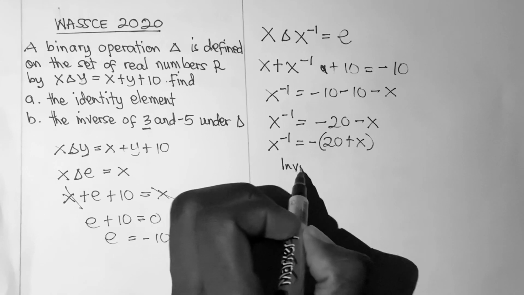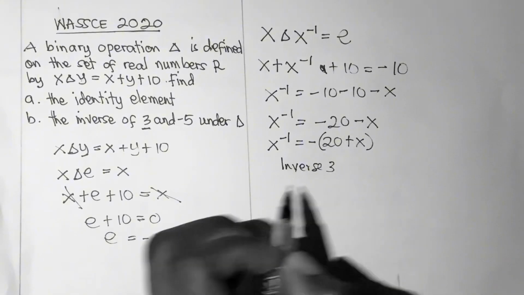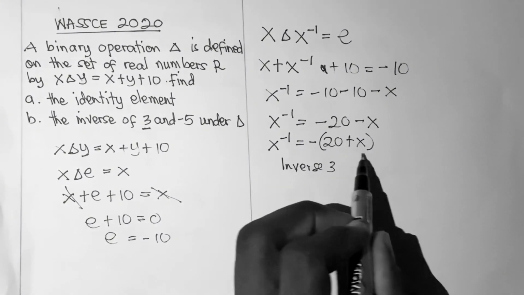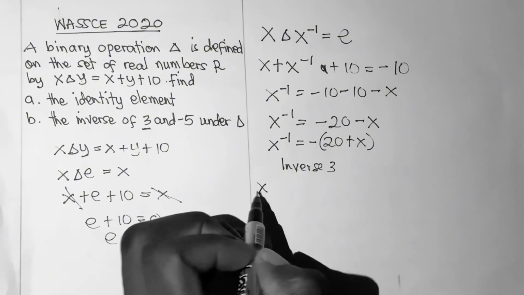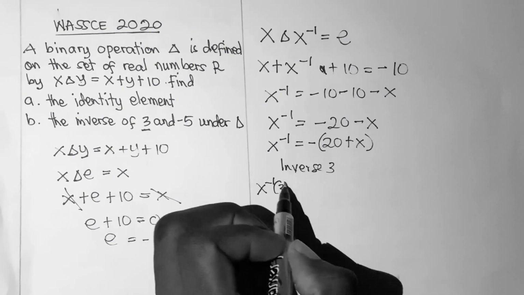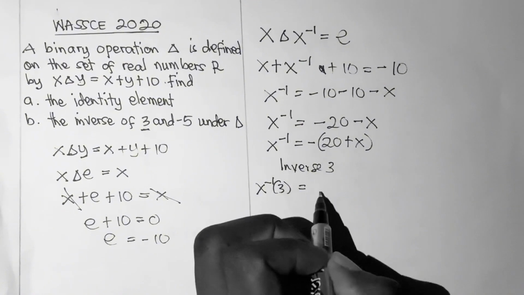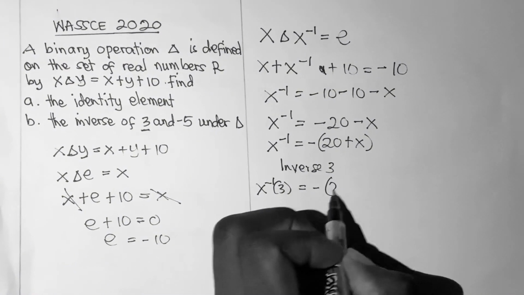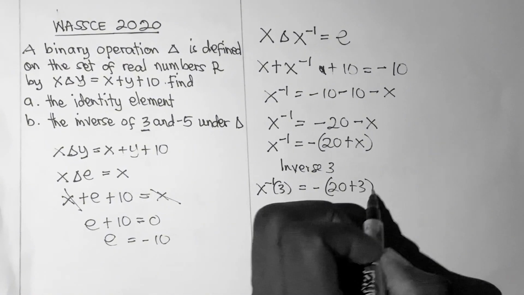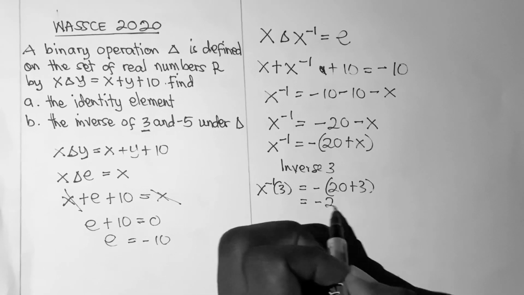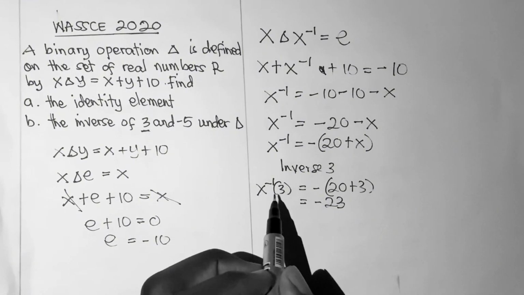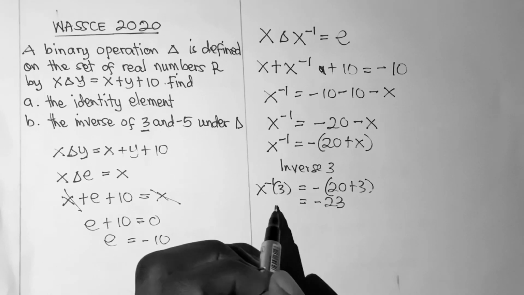So let's first find the inverse of 3. What it means is that wherever we see x, we replace it with 3. So x inverse of 3 is equal to minus into bracket 20 plus 3, and that is equal to minus 23. So the inverse of 3 is minus 23.